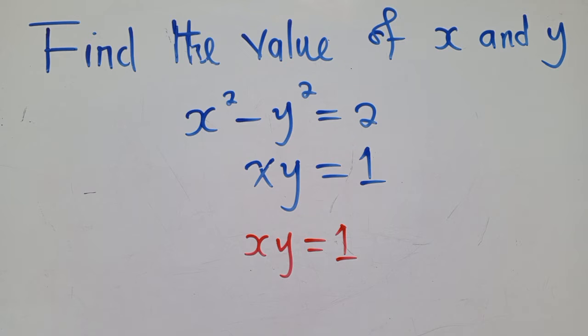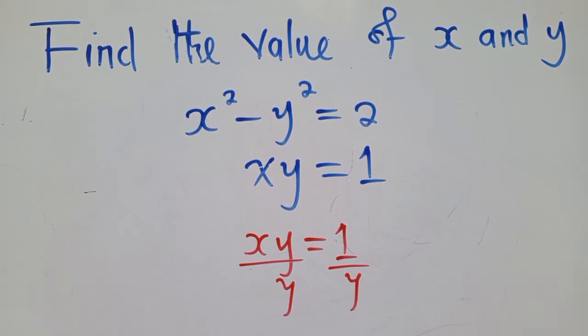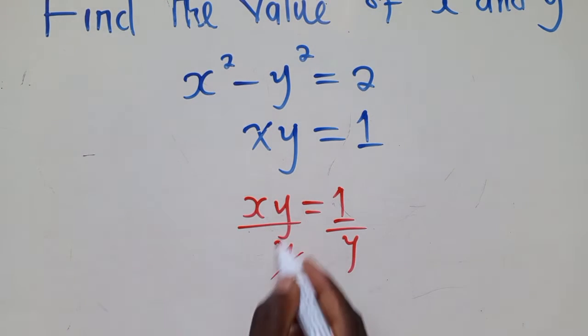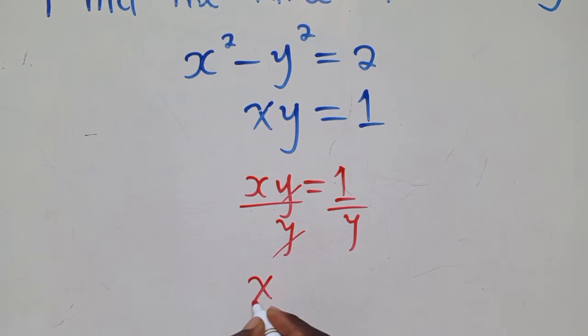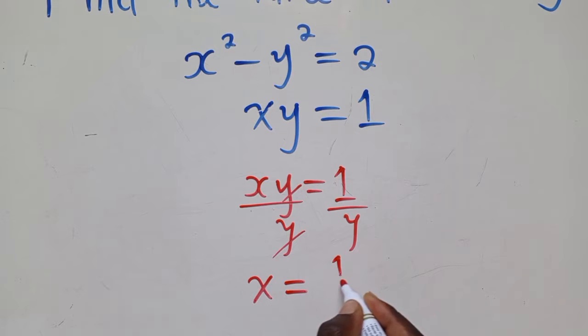So after you've picked that, you make one of the variables subject of the formula. So in this case, I'm going to make x subject of the formula, meaning I will divide by y both sides. You see? So after dividing by y, this y and y will go. So I will remain with x is equal to 1 over y. Like that. So I guess it's clear up to here. You are comfortable up to where we've reached.